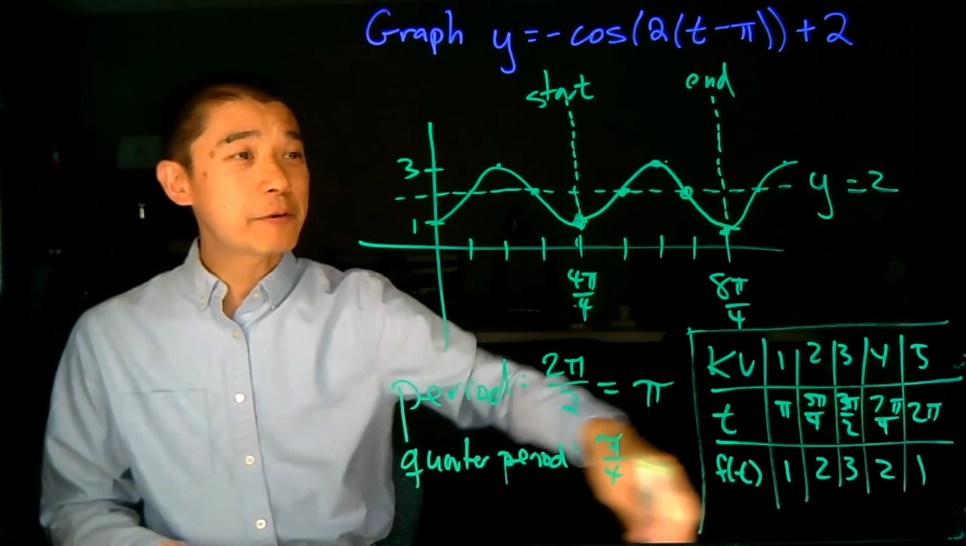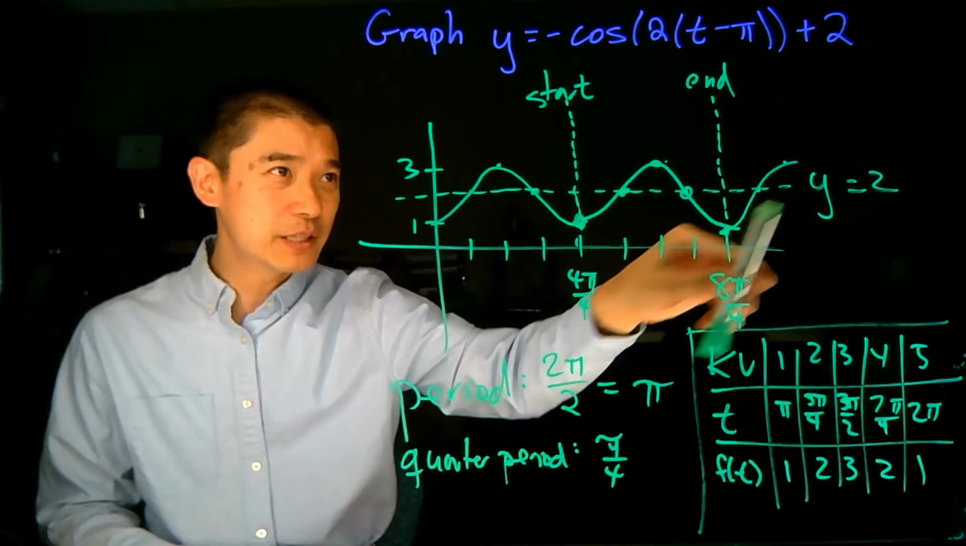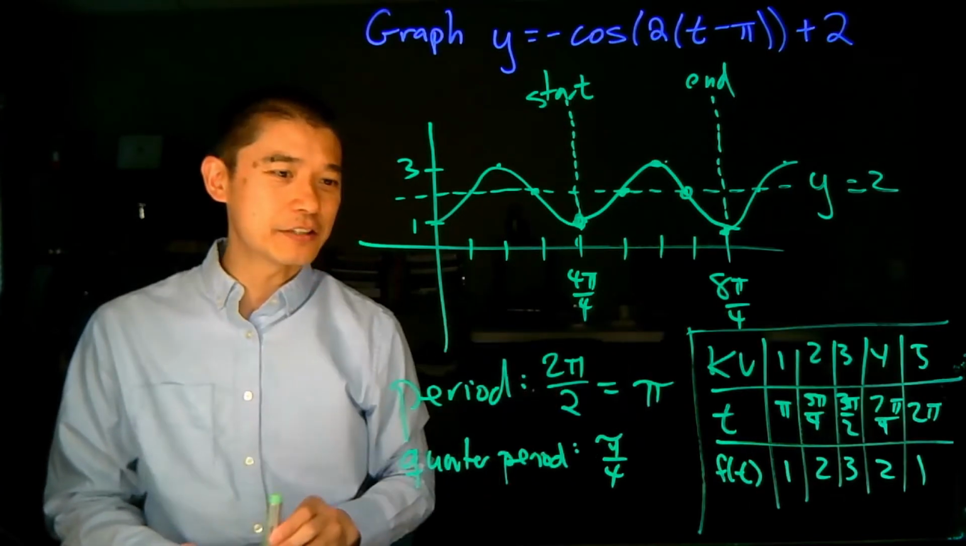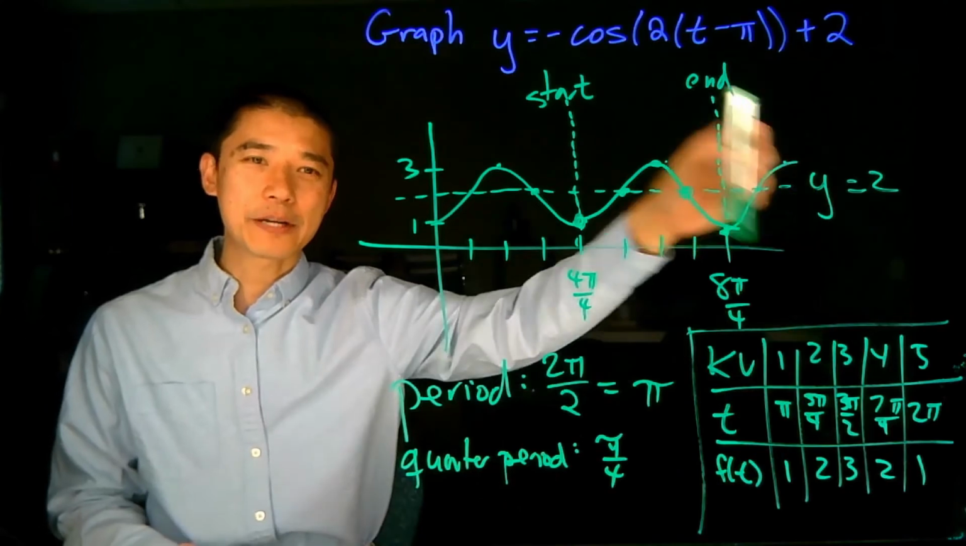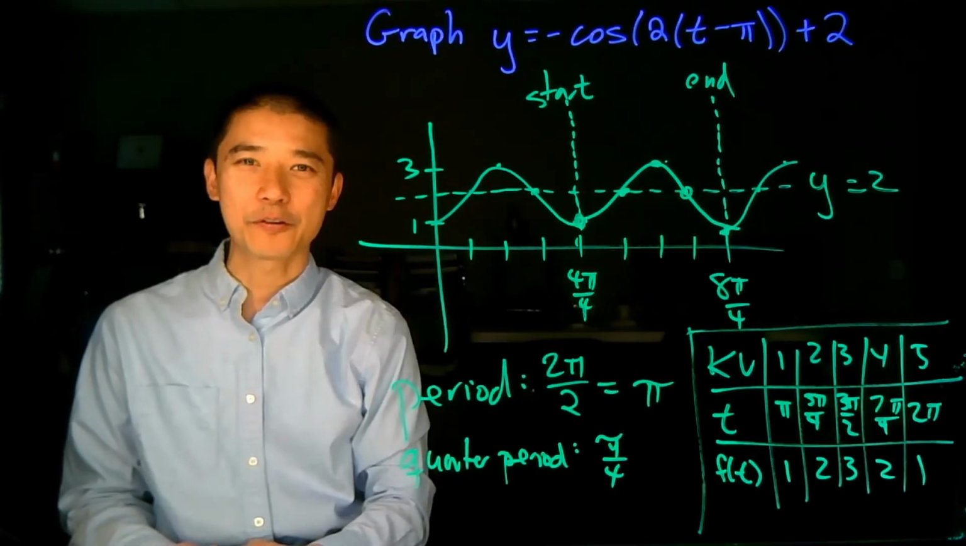So this is what I would consider to be a complete graph of this function. We've sketched it. We've shown the midline. We've shown the start and the end of the first period. We have all the key values listed down here. This is what I would expect to see for a complete presentation, or at least all these different components as part of your complete presentation.